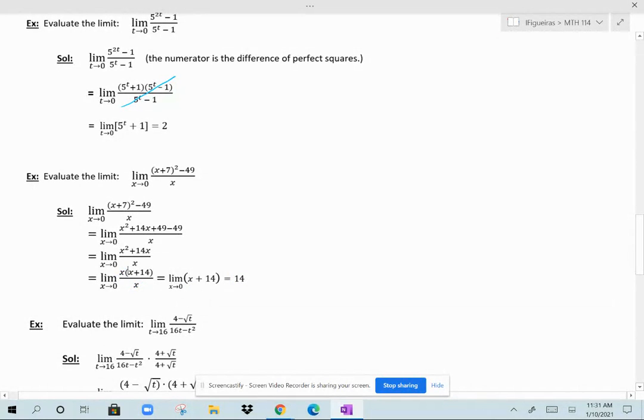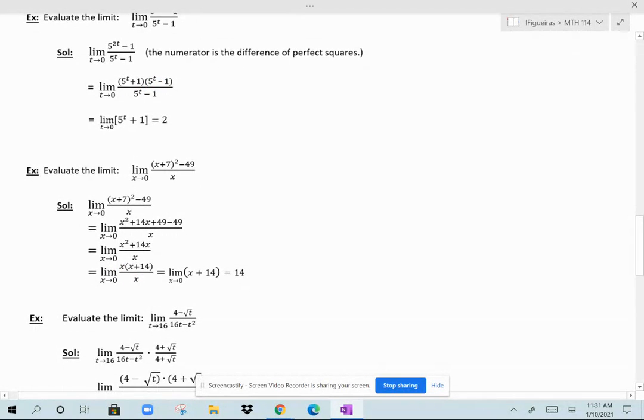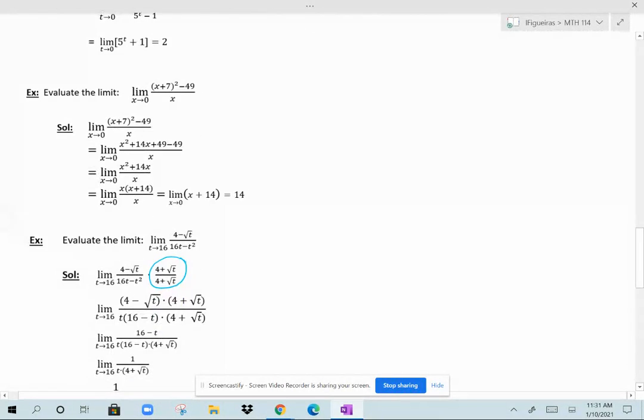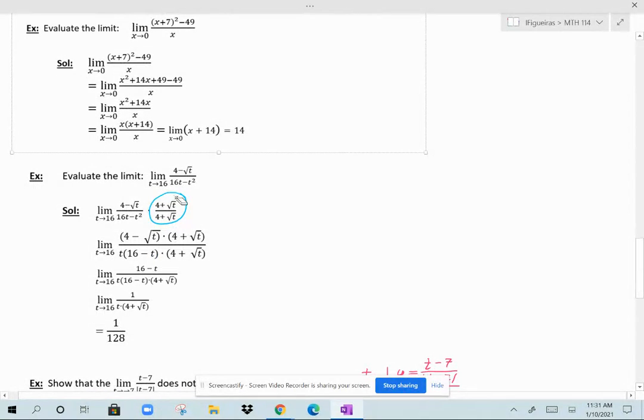All right, so here's an example of one with a radical. So oftentimes when you have an expression plus or minus a radical expression in the numerator or the denominator, we can simplify it by multiplying by the conjugate of that expression. So the conjugate means the same two terms, but an opposite sign in the middle. So I'm going to multiply the numerator and the denominator by 4 plus root t. When I do that, I am left with this expression here.